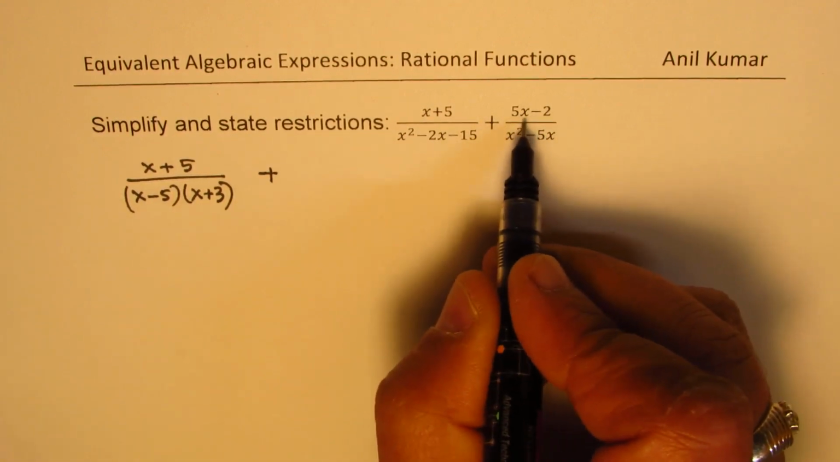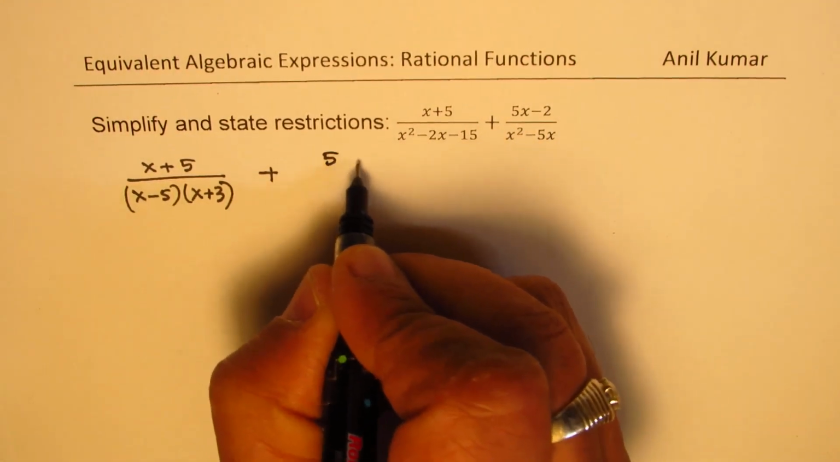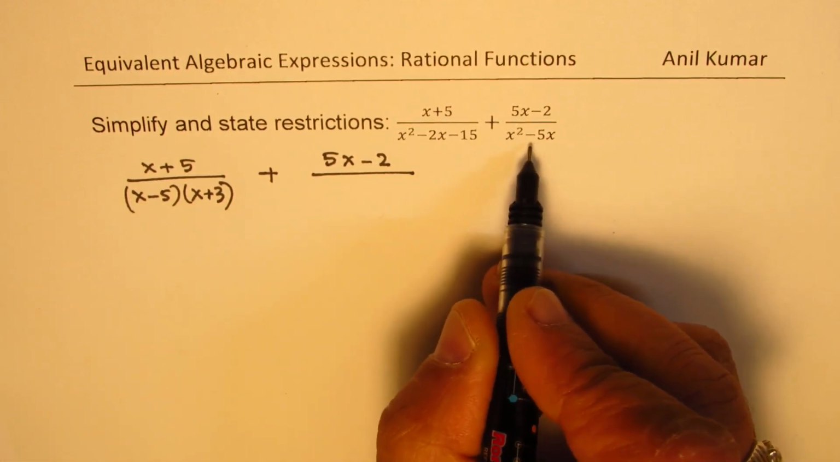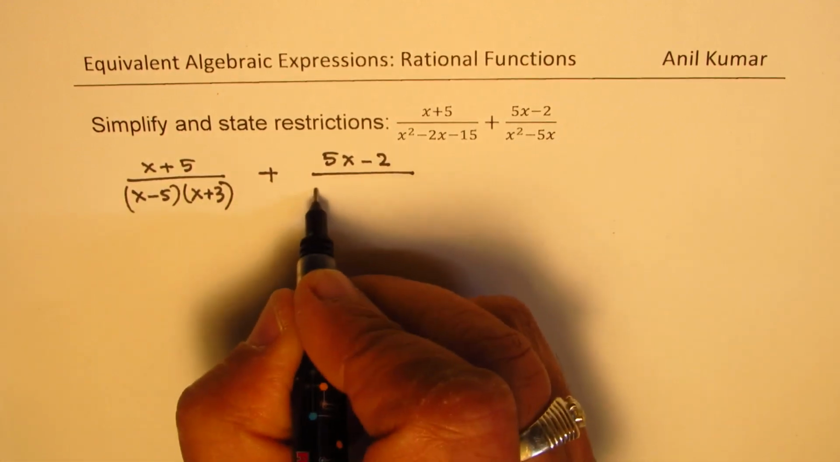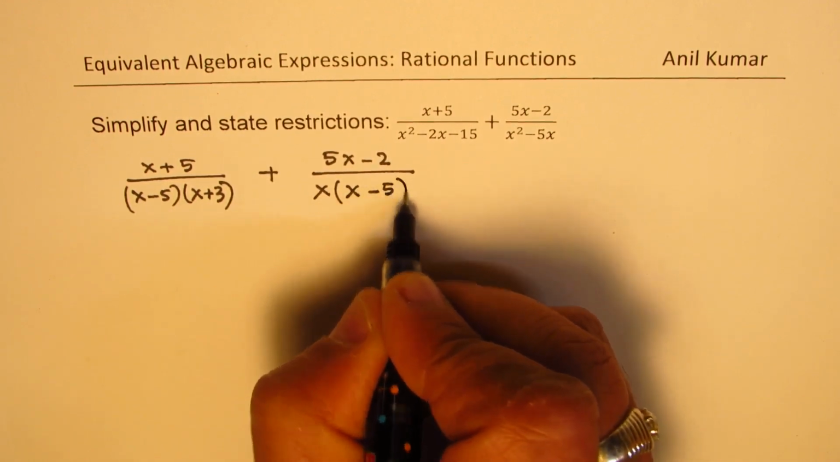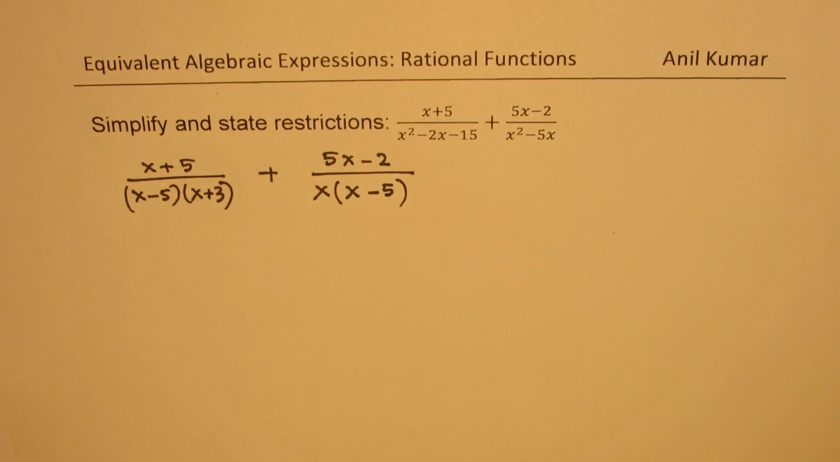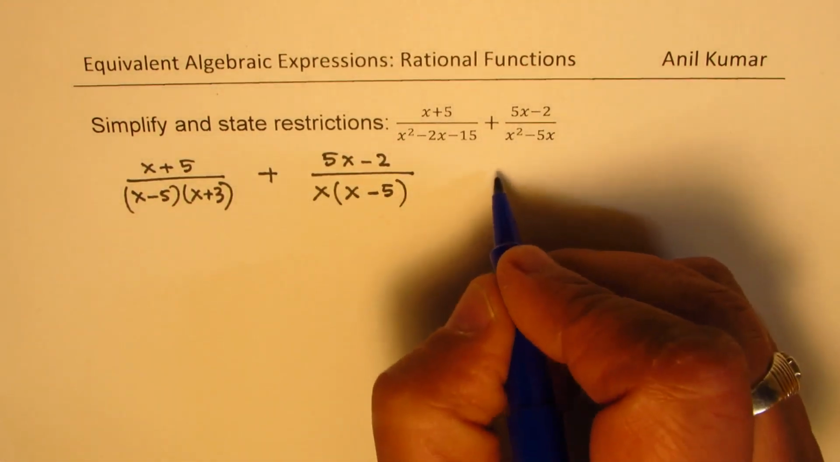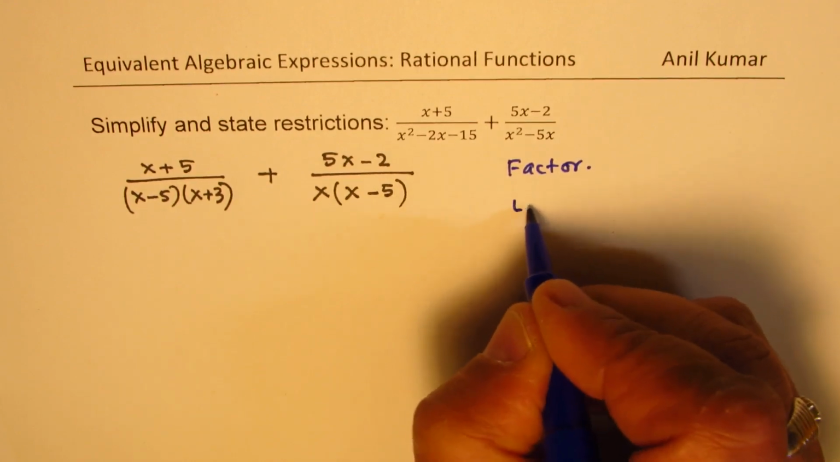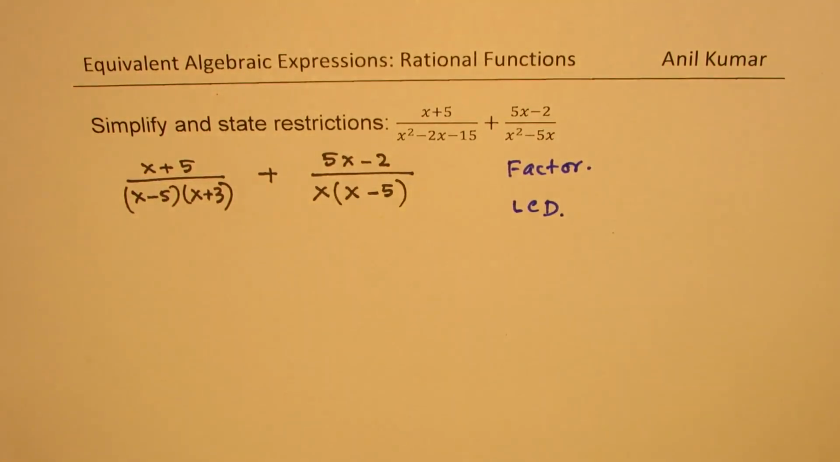Plus (5x minus 2). So the numerator 5x minus 2, denominator x square minus 5x. X is common, so we'll take x common and we get x minus 5 in our denominator, right? So the first step normally will be to factor. And now we'll find the lowest common denominator, right?